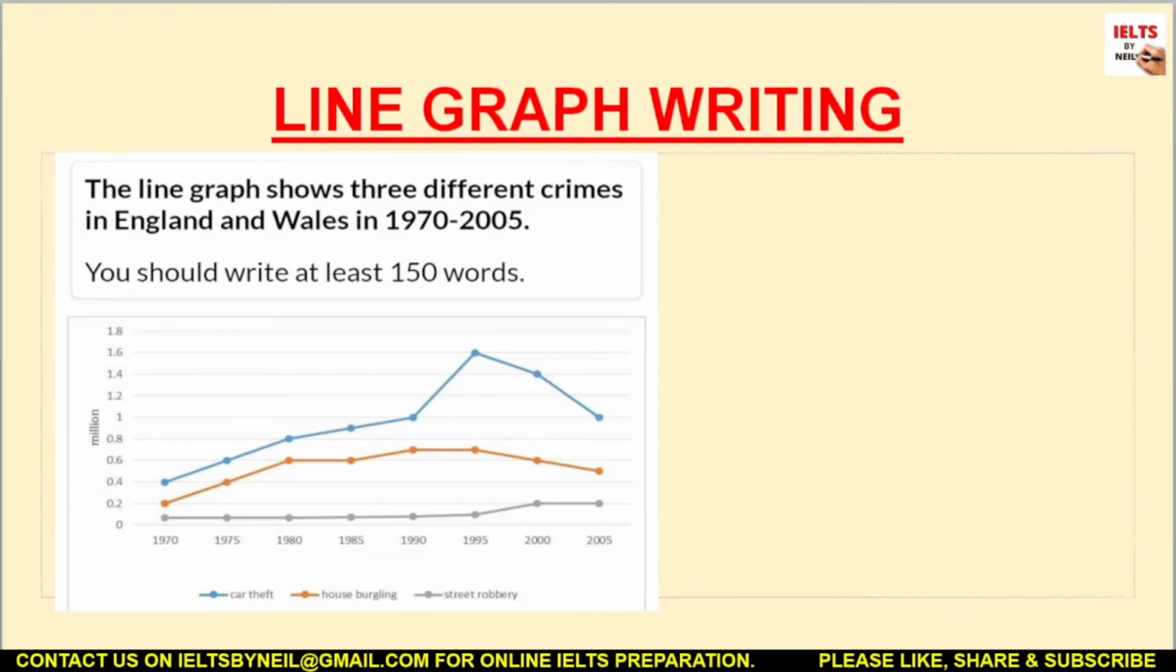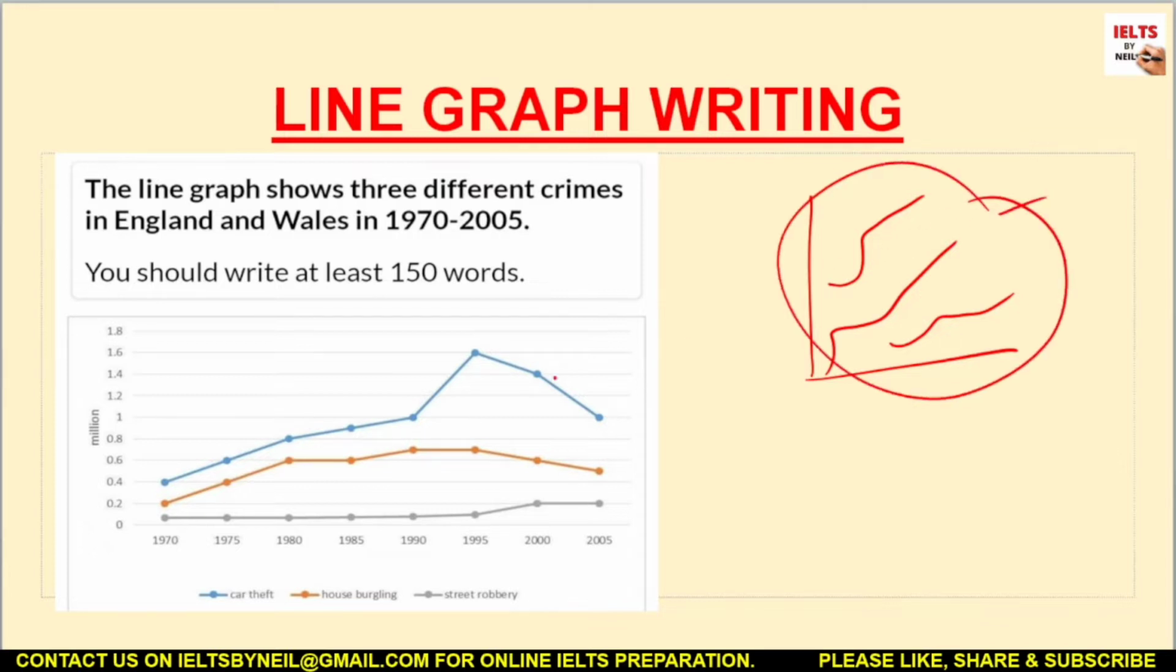First of all, let's have a look at this line graph. So basically, what is a line graph? For example, this is an X and Y axis, okay? And the data is shown in the form of lines. This is called a line graph. For example, here it says the line graph shows 3 different crimes in England and Wales from 1970 to 2005. So from 1970 to 2005, 3 types of crime, which is number 1, number 2 and number 3, okay? And they are mentioned in millions, right?